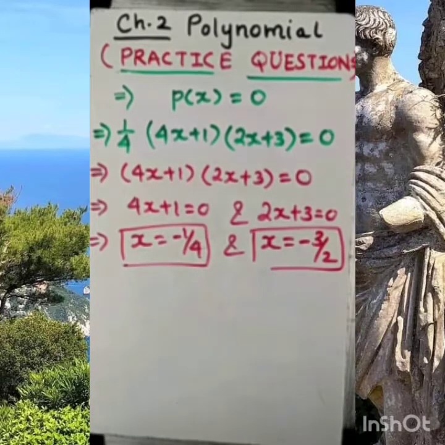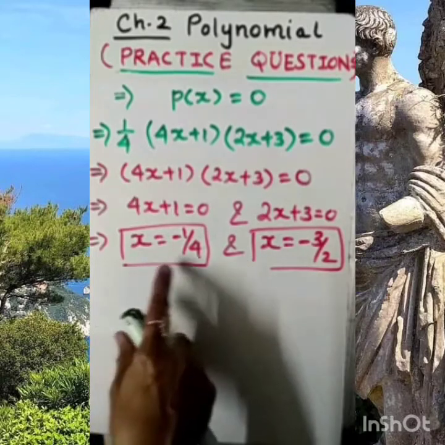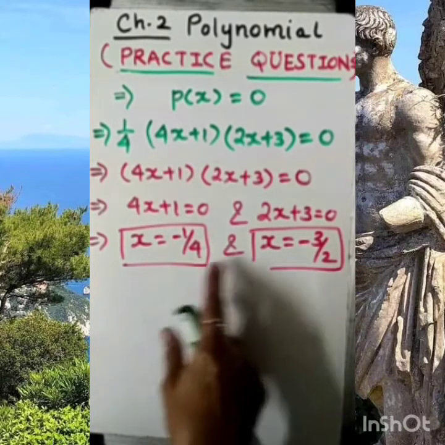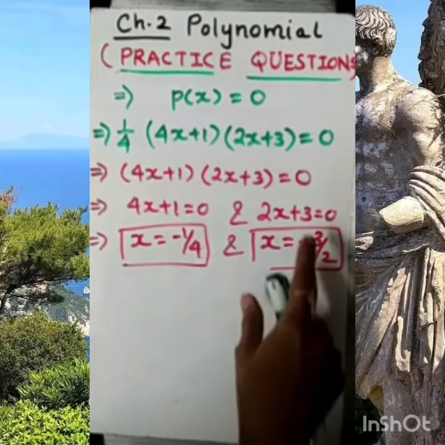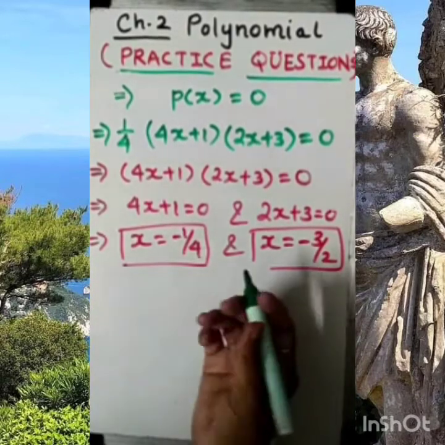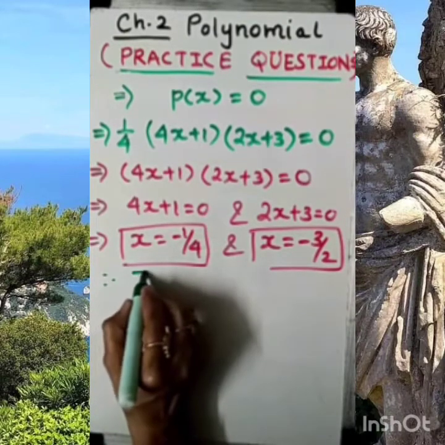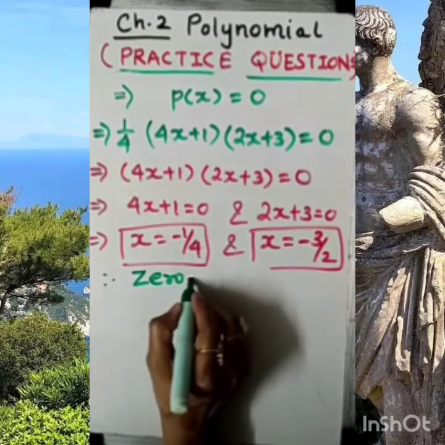So finally, the two zeros of the polynomial are x equal to minus 1 by 4 and minus 3 by 2. So these are called the zeros of the polynomial. You know very well. Therefore, these are the zeros of the polynomial.